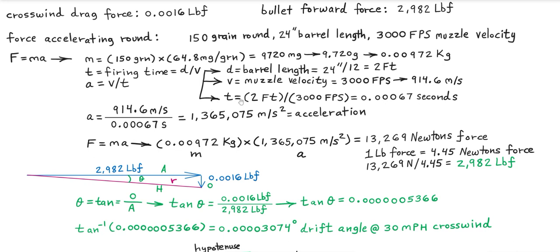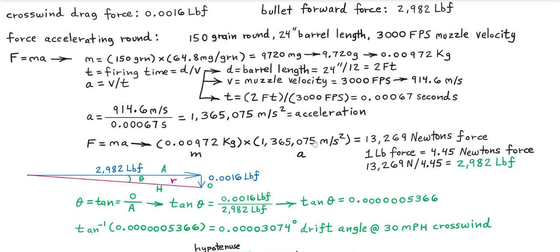So again, the firing time is the length of the barrel D divided into the muzzle velocity V. So 2 feet into 3,000 feet per second is a firing time of 0.00067 seconds. Feet divided into feet per second cancels out into seconds. So then we have the acceleration value of 1,365,075 meters per second squared acceleration.